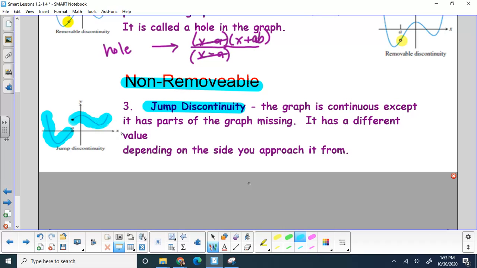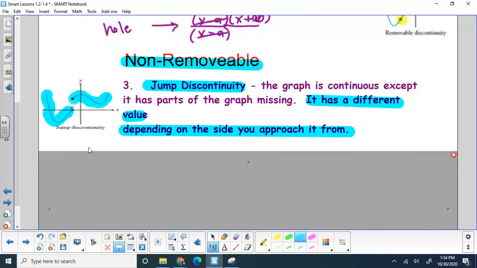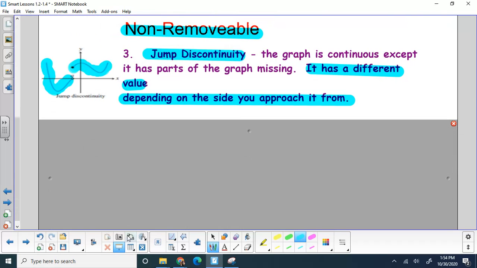Okay? It has a different value depending on the side at which you approach it from. So there's a jump here, and as I come at it from this side, it would be this value. But as I approach that same x value from the other side, it has a different value. And that's what that means. It's just talking about limits a little bit. And we'll revisit the limit conversation as we move forward in this section.